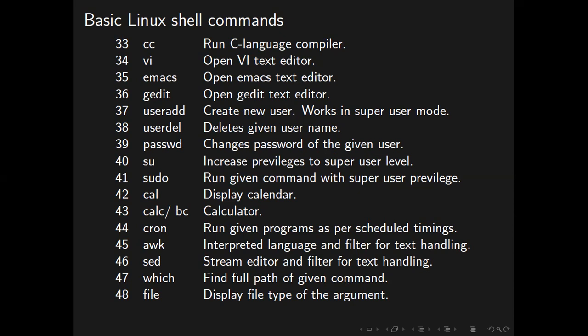Then awk and sed are filters. Which provides the full path of the file or the particular location in which the file exists. Then the file command will display the type of file, whatever file we provide as an argument. Video, MPEG audio, MPEG video. This will be the normal reply for the file command.